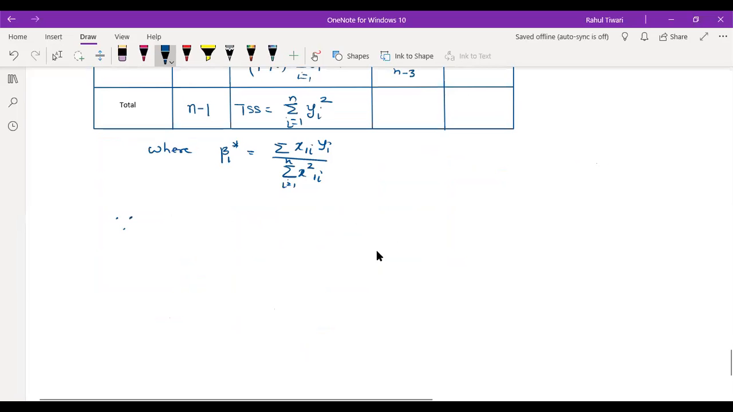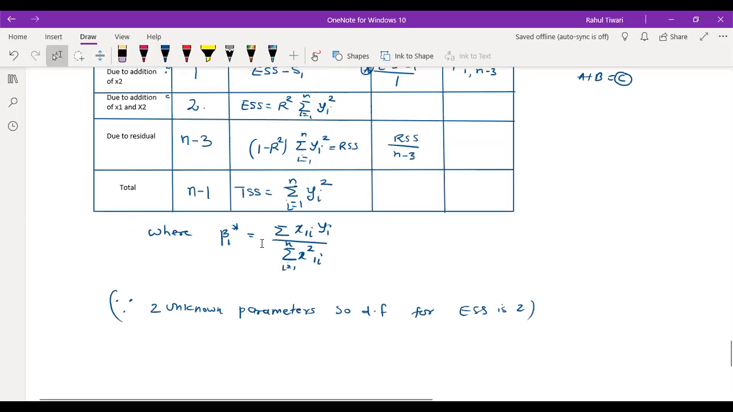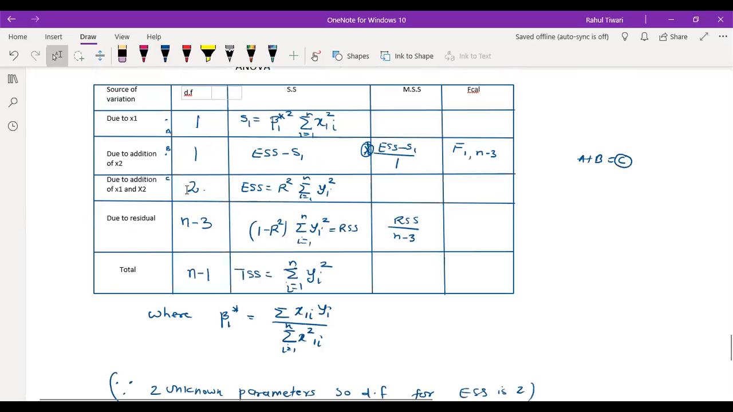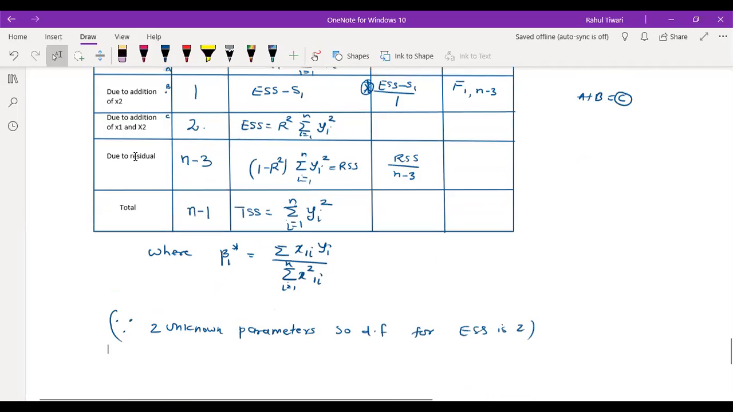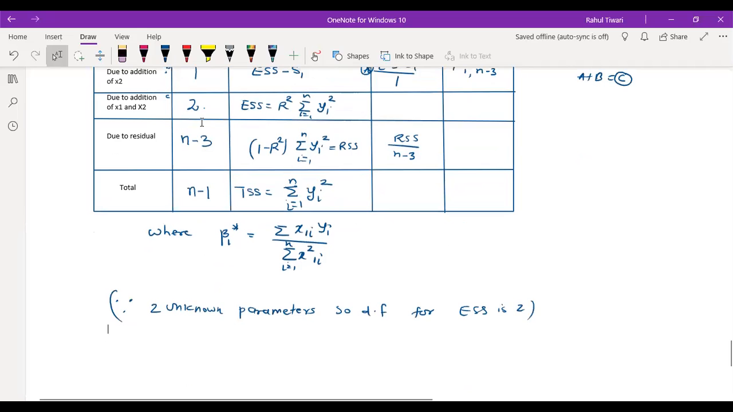Then after this, since we have two unknown parameters, the degree of freedom for ESS is 2. See, since we have two unknown parameters, therefore the ESS degree of freedom is 2. One can say it like this, but what I did, I have just taken the addition of these two. If you add up these two quantities, it turns out to be this quantity. But see, this is all a matter of how you are adding the variable.